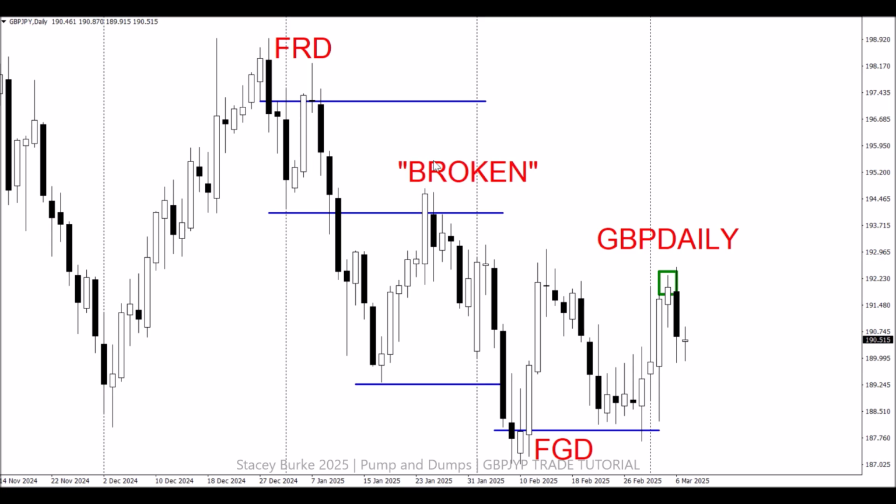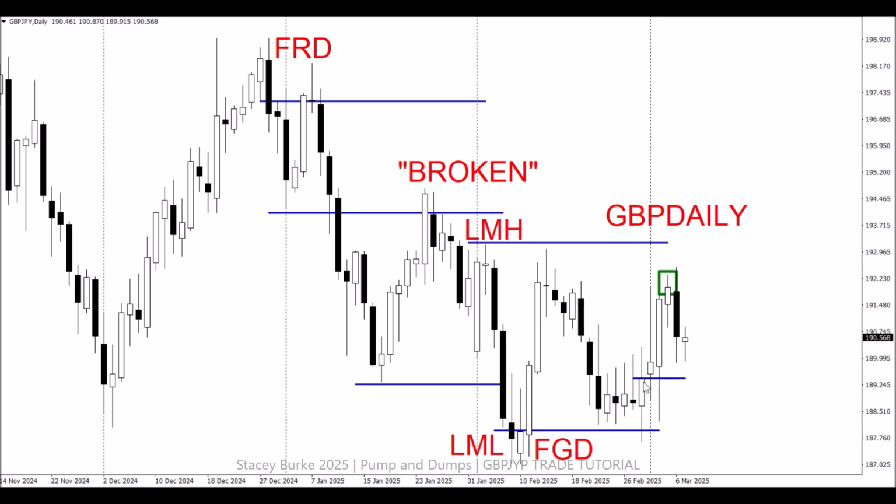And before our first green day, we've actually broken down again and made lower monthly highs, lower monthly lows. Now we have our first green day, the market's pumped back up, but we're still inside of the monthly high. And as we close out the month, we get a strong bullish pin hammer candle on top of our first green day signal, which, as the new month starts, we close higher again.